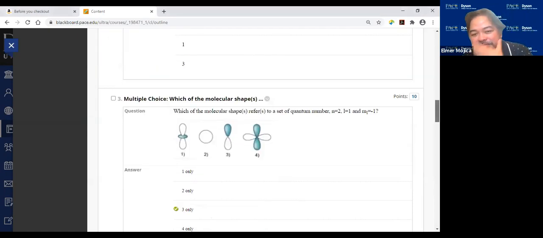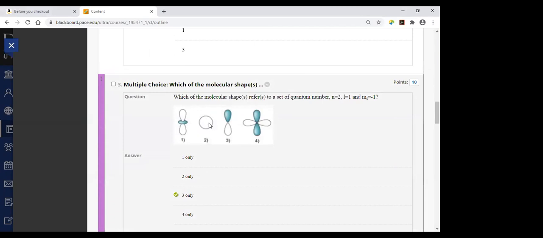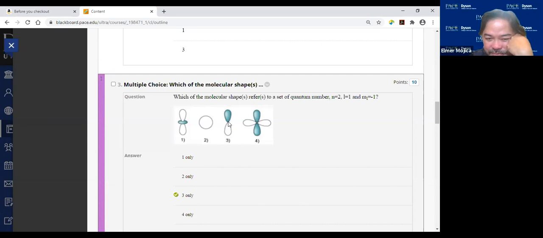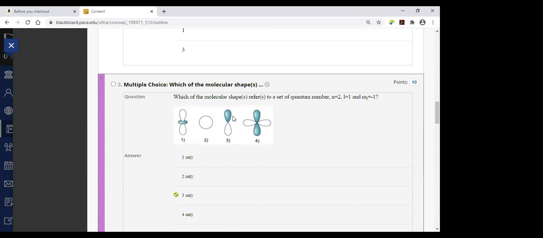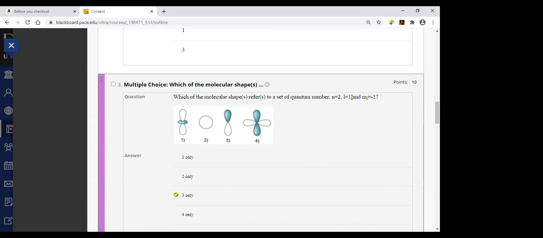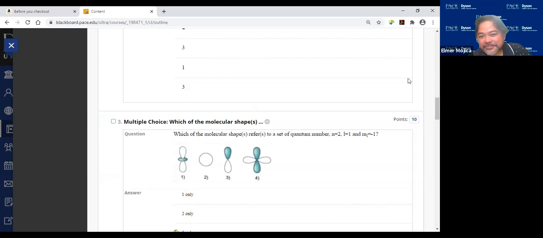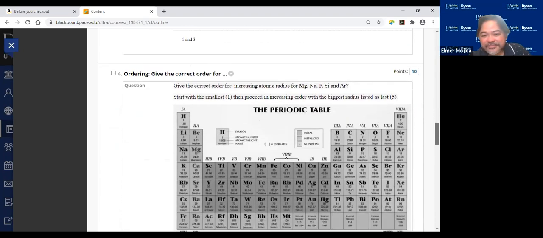How about this one? These are the shapes of the atomic orbitals. The circle is what? n equals 1, an s. This is a p, and both of these are d. The question asks which orbital shapes refer to quantum number n equals 2 and l equals 1. That's the only information you need. When l equals 1, that means it is letter p. If l equals 0, then your answer there is 2. If l equals 2, then your answer is 1 and 4. Do you get that? Yes. Okay, so this one.